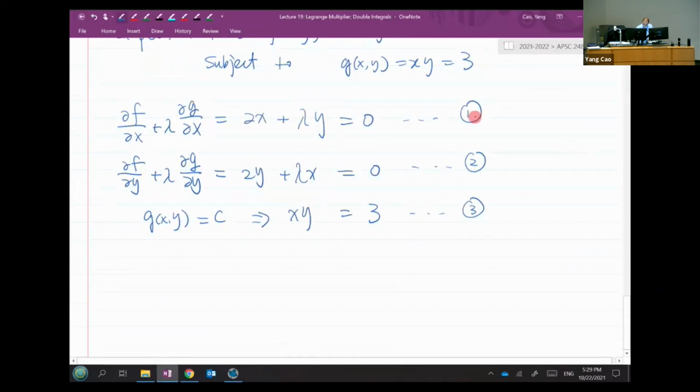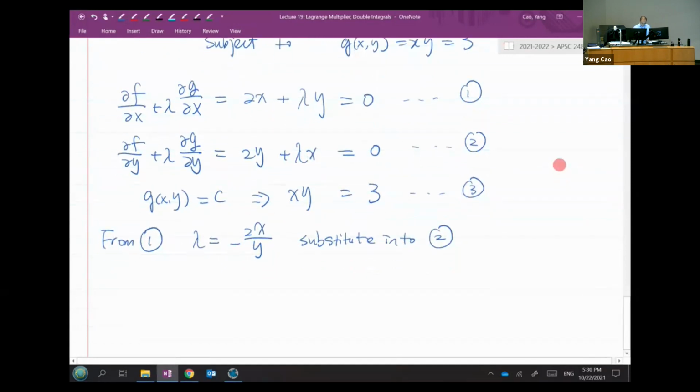So here's what I'm going to substitute from equation 1. I'm going to solve for lambda. Now we get negative 2x over y. Then we'll substitute into equation number 2. So that's 2y minus 2x over y times x equal to 0. A little bit of simplification, you get x squared equal to y squared.